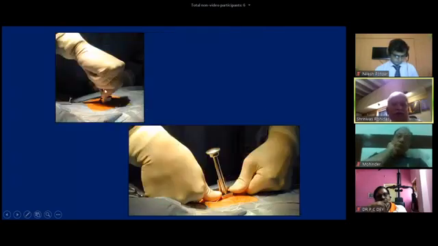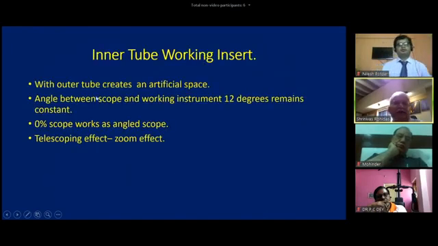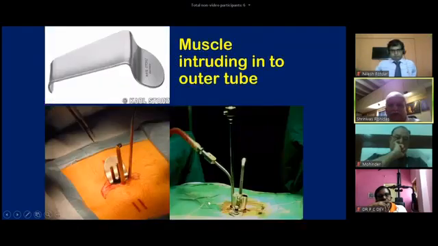Then we put this outer tube. It should lodge over the lamina. Any soft tissue inside the outer tube is removed. We use these two gauze pieces to retract muscle. Now this outer tube creates an artificial space. We use 0-degree endoscope and this gives you zoom effect in between the outer tube and the inner tube. You can see it's an obese patient, the whole system has gone inside.